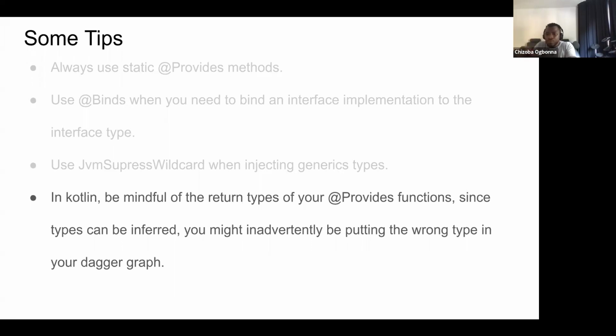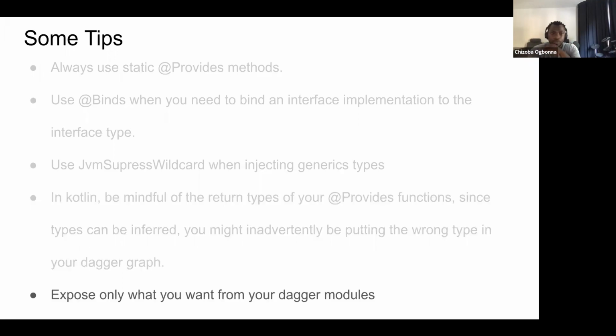So if you know that you don't want the implementation type, which is the memory one, to be the one in your Dagger graph, then explicitly put the type: say your function name, put the type Cache, is equal to the memory cache. Which means what you're now putting in your Dagger graph is the parent, the interface type, not the subtype. So we need to be careful about that, so that you don't inadvertently put a wrong type into your graph, especially with type inference in Kotlin.